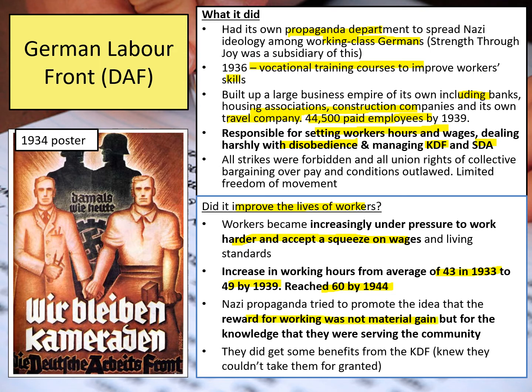However, the Nazis tried to counteract this by saying that actually the reward for working was not material gain and money, but actually the knowledge that they were serving the community and helping to build a better Germany. Now, obviously that wasn't enough for some workers and they still felt the pressure and they still didn't like the Nazis for their policies, but they did try and give them more of a carrot approach as well through the KDF, through the Strength Through Joy movement, because the Nazis knew they couldn't take them for granted and they had to provide something to keep the workers on side.